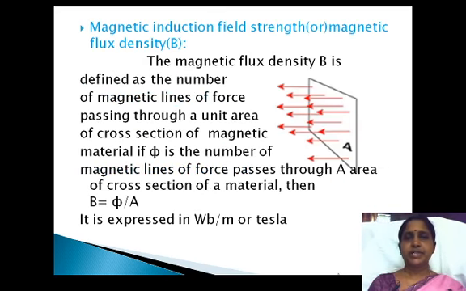Magnetic induction field strength, or magnetic flux density: the magnetic lines of forces passing through unit area of cross section. Suppose this is the unit area of cross section. The magnetic lines of forces passing through unit area of cross section is called the flux density. Here, suppose flux is phi and area of cross section is A, then B is equal to phi by A. The unit of magnetic flux density is Weber per meter squared, or Tesla.